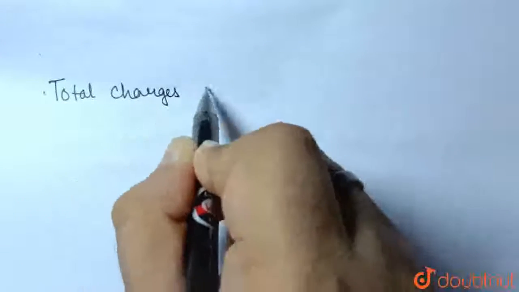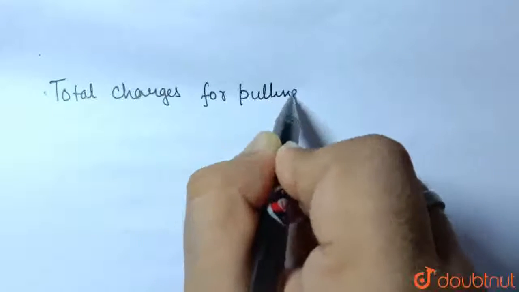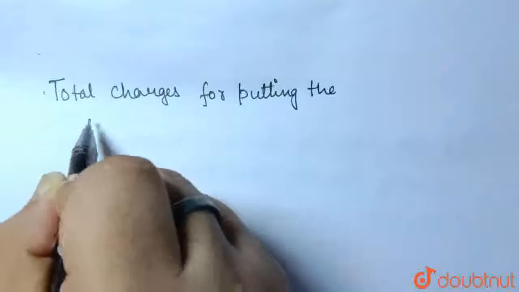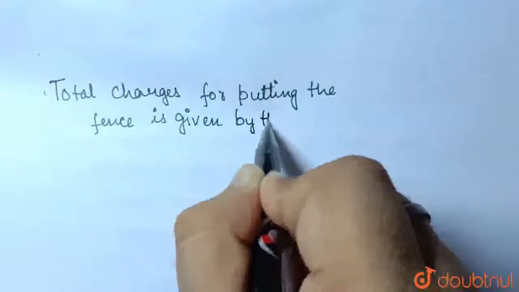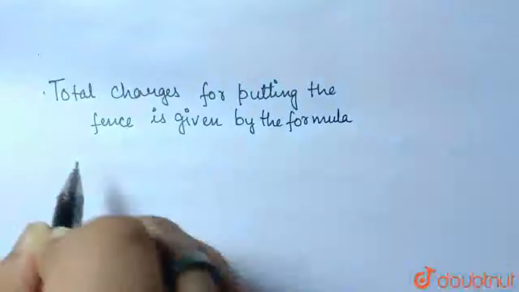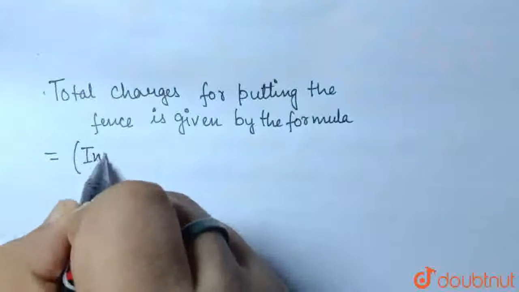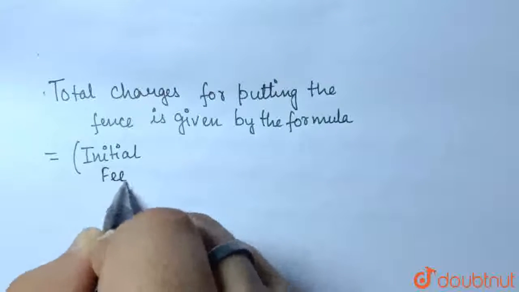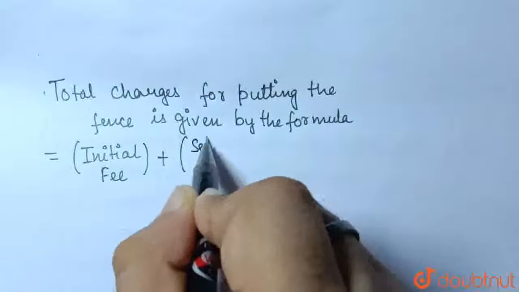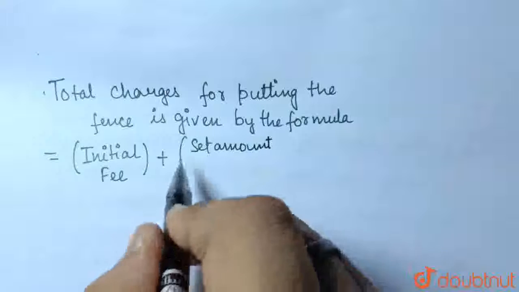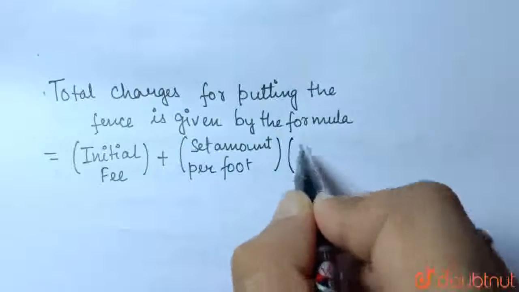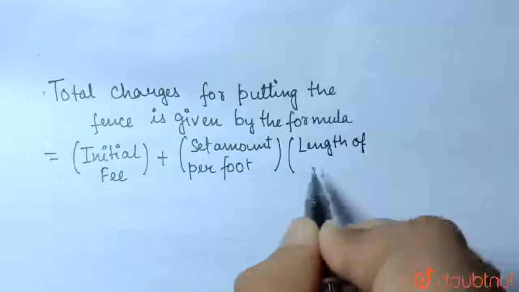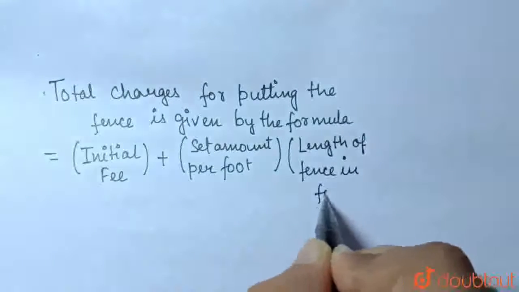Total charges for putting the fence is given by the formula: total charges equals initial fee plus set amount per foot into length of fence in foot.